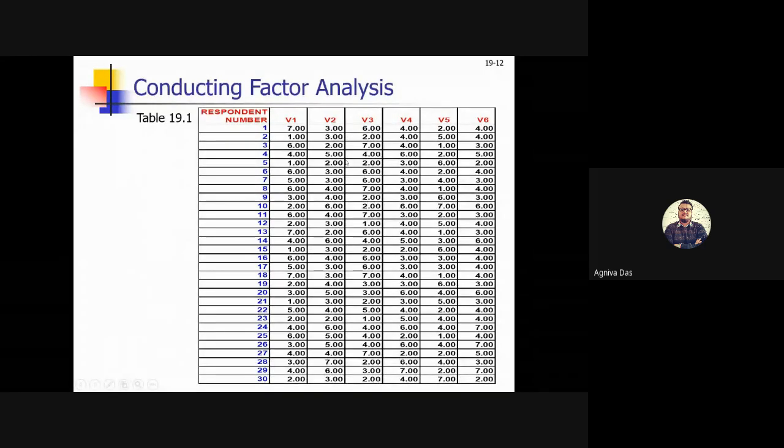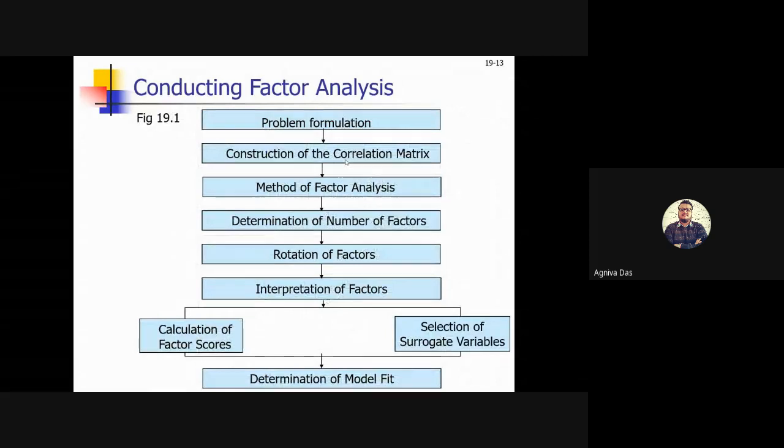As you can see, you go to different respondents and ask them the same question, and their agreeability to whatever statement you make will be different. And so that has been recorded. Let's say this is one type of market study that they have done. Now, how to conduct factor analysis?